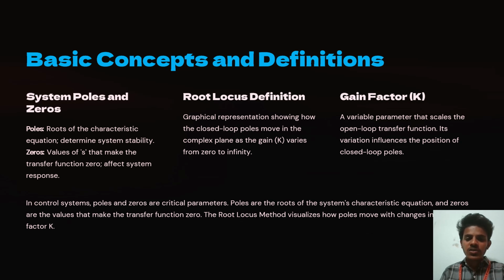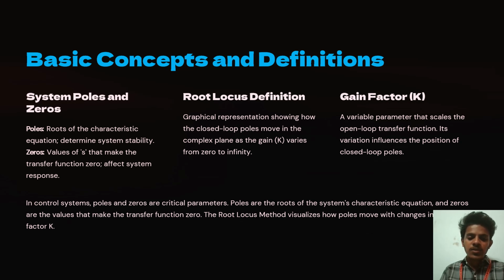Basic concepts and definitions. System poles and zeros. Poles, the roots of the characteristic equation, determine system stability. Zeros, values of s that make the transfer function zero, affect system response. Root locus definition: a graphical representation showing how the closed loop poles move in the complex plane as the gain k varies from 0 to infinity. Gain factor: a variable parameter that scales the open loop transfer function. Its variation influences the position of closed loop poles.